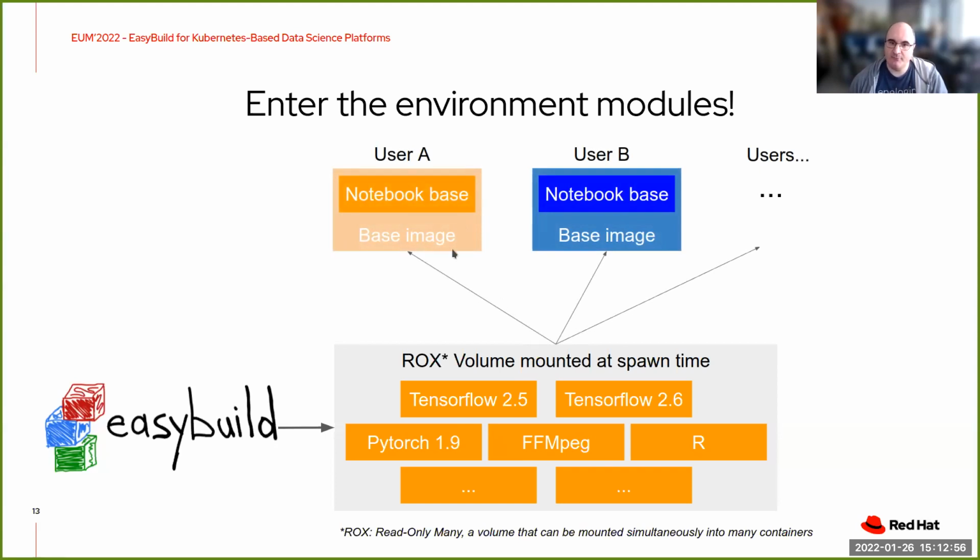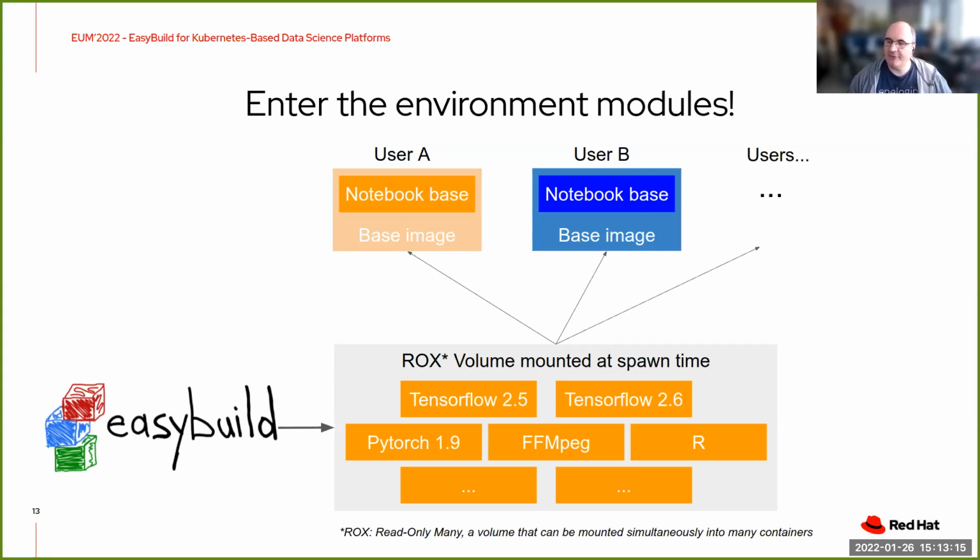So this volume, every time a new user is spawning a notebook image, I just mount it at some specific point inside the notebook container, meaning I have only to manage one base image, and then I let people pick and choose what library they want to use at the moment they want to use it.